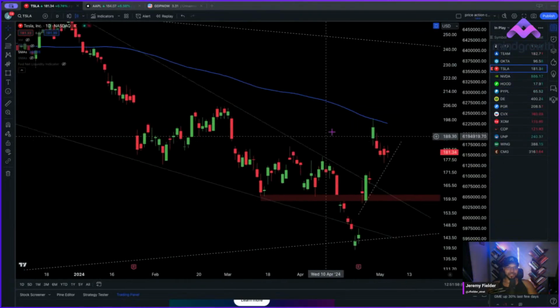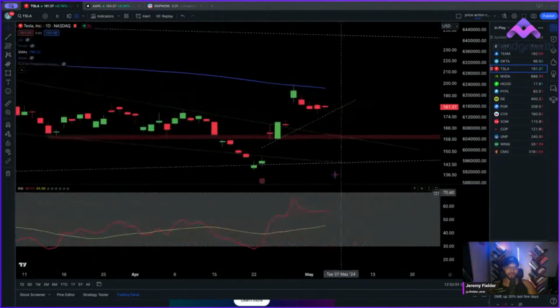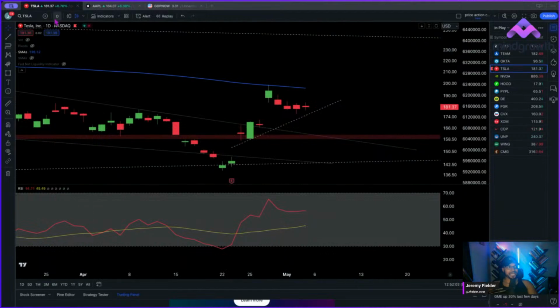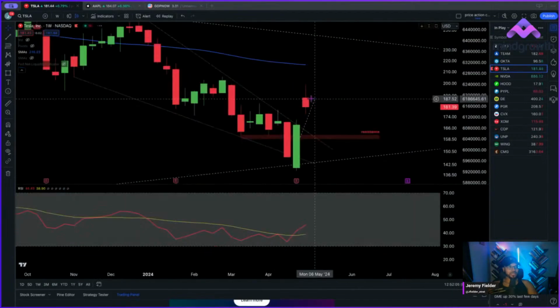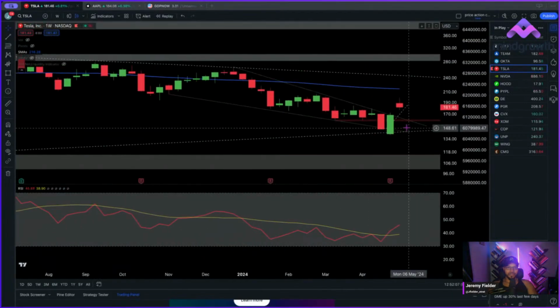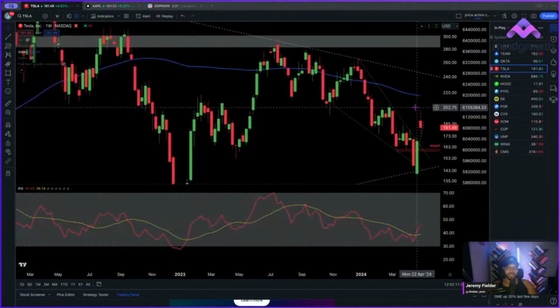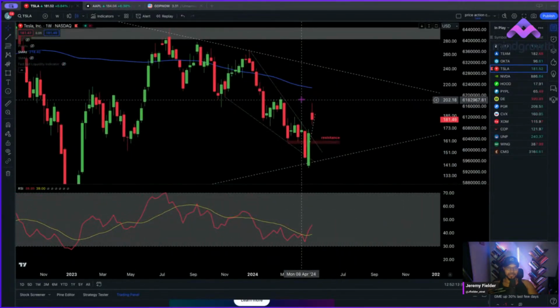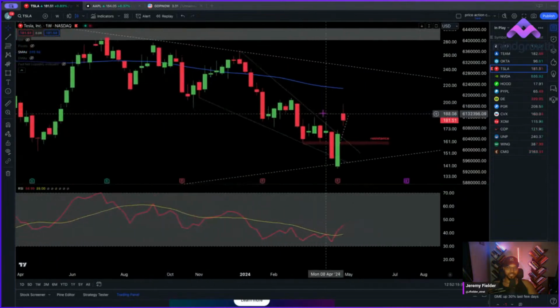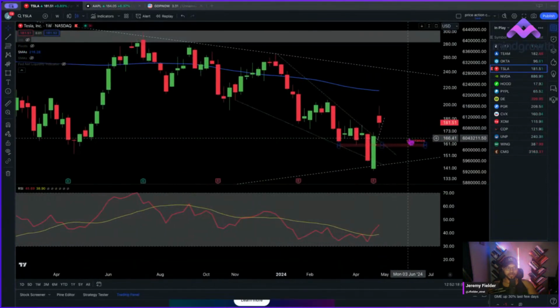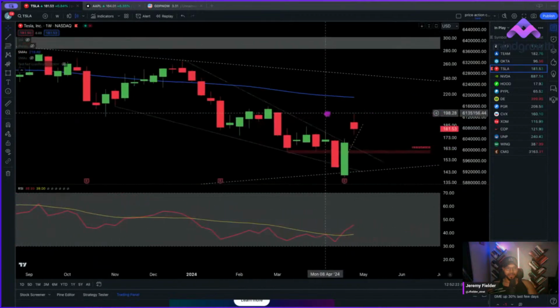Tesla, yeah, Tesla also with the bullish divergence. I mean, it kind of played out already. I got a couple calls on this. We'll see if this continues to play out. I think it looks good. We need to hold the 175-ish area. Yeah, we need to hold 175 for Tesla.